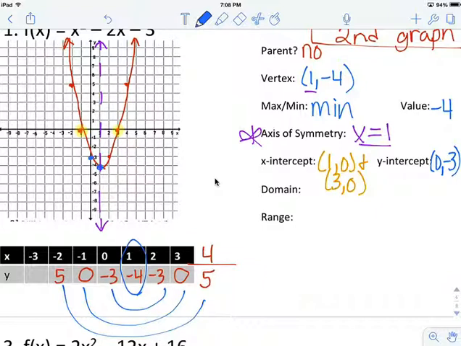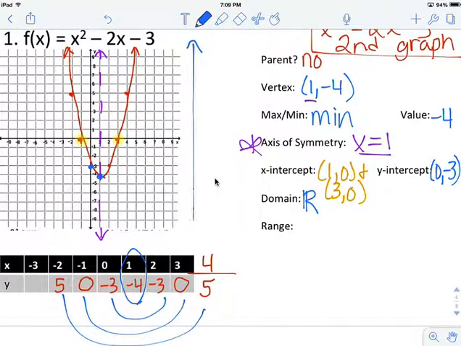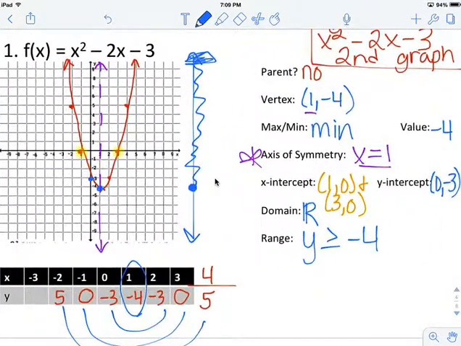It goes left and right forever, so my domain is all real numbers. And then it starts at -4 for the range and goes up forever. So my range is y is greater than or equal to -4. We've labeled all the parts.